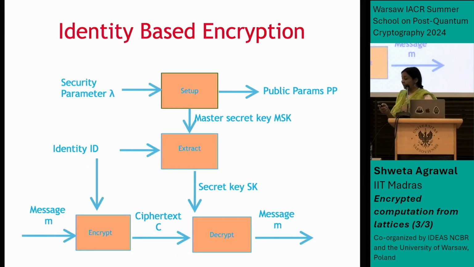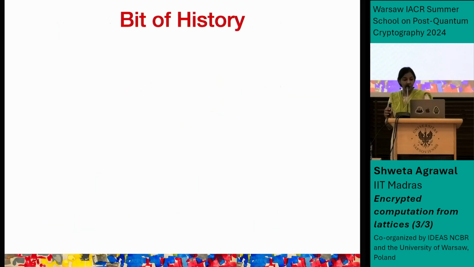Okay, so this is what it looks like in terms of algorithms. As usual, we have a setup algorithm, which takes a security parameter and outputs some public parameters. Then there's a key generation or extraction algorithm, which takes as input the master secret key as well as an identity, and outputs a secret key corresponding to the identity. The encrypt and decrypt are as usual, except that they use this new public-private key pair. So this is just the basic schematic of what an IBE looks like.